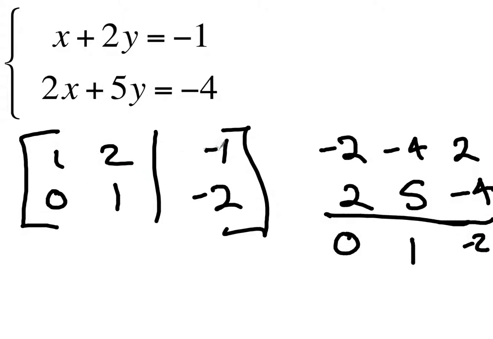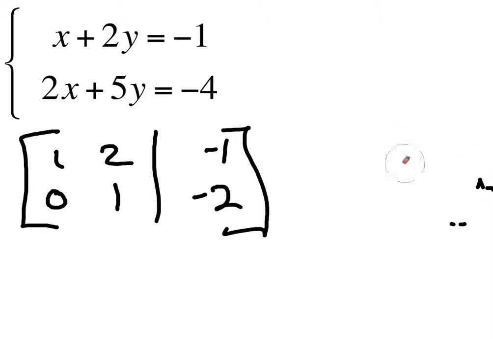Now, I need to make this row here have 1, 0. So I need to make this 2 a 0. And the way I can do that is I'm going to take this bottom row here and multiply it by negative 2, and I get 0, negative 2, negative 2, and now it has the opposite of that 2.